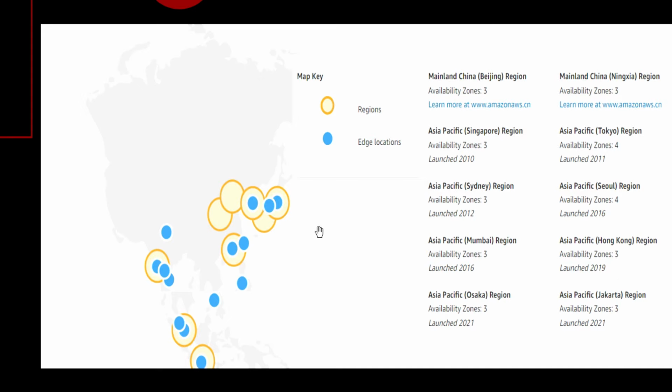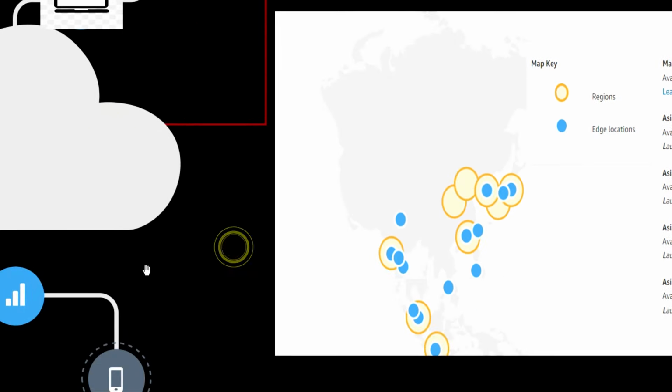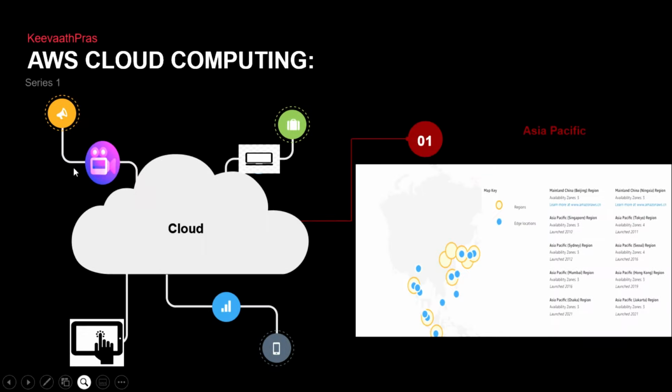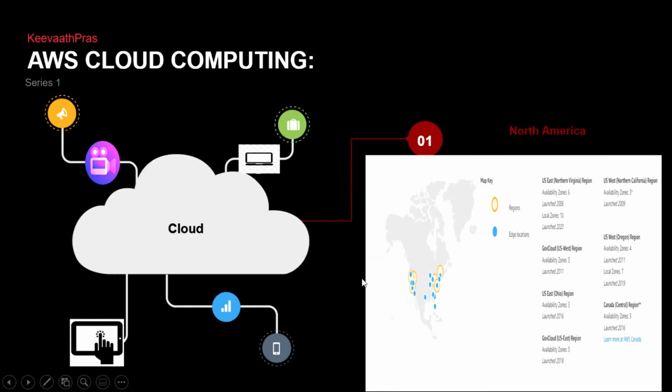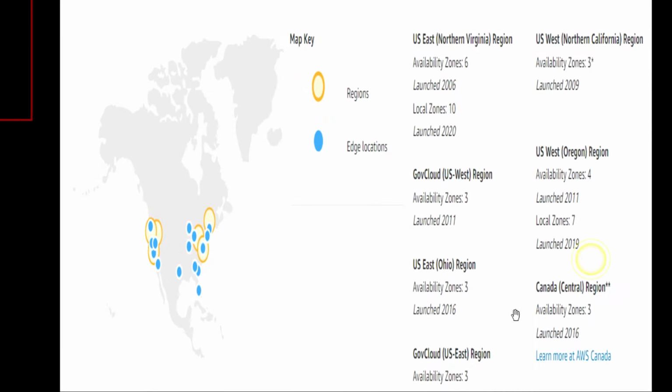So having said that, this is just a part of the AWS global infrastructure. This is a part of the global infrastructure, so this is for the Asia Pacific. Now let's come to North America. In North America, we all know the US, okay? Other than the US, there is also Canada, all right?